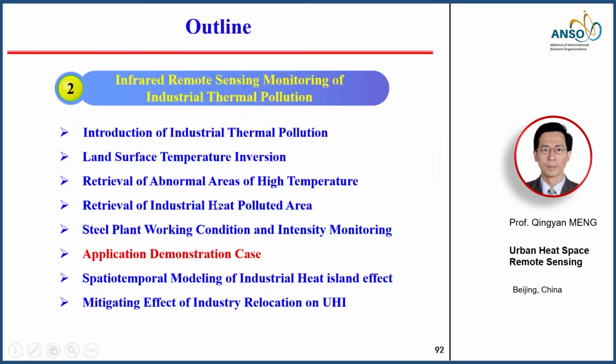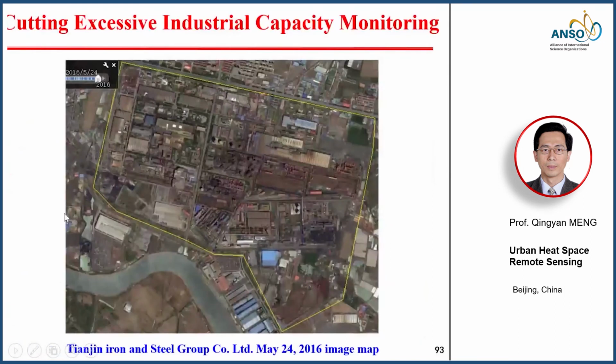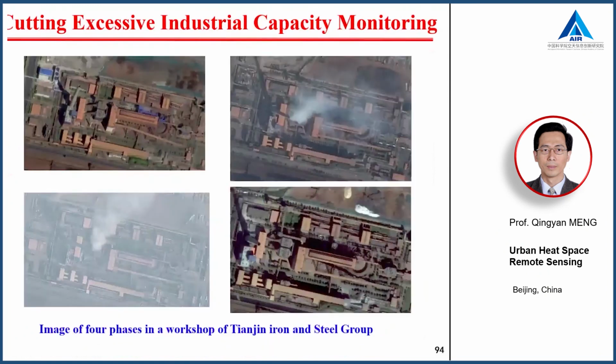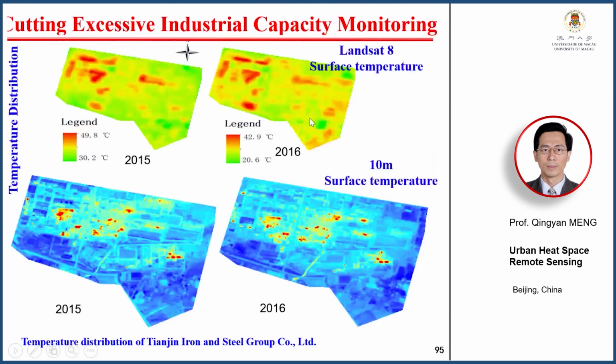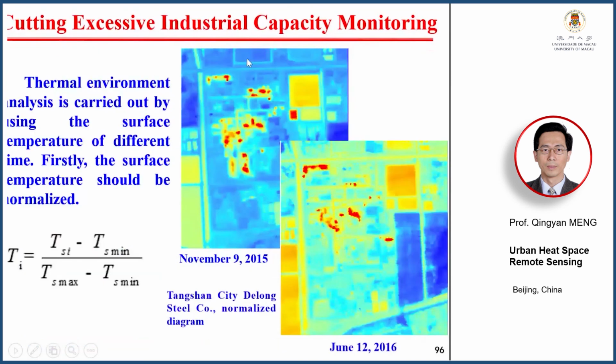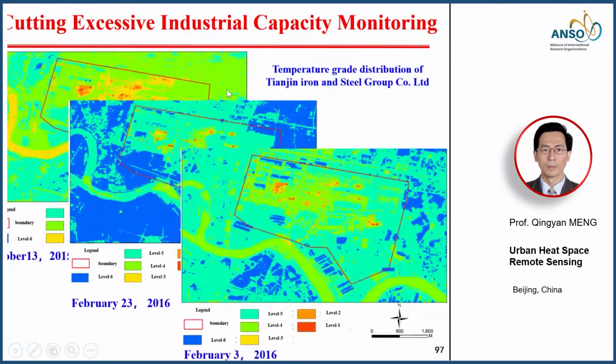And now I will give you some application examples. This is Tianjin Iron and Steel Group Corporation. This is the different phases in the workshop of Tianjin. And this is the Landsat and the high resolution. And you can see the thermal environment analysis using the surface temperature at different times. And the surface temperature will be normalized. Then the temperature grading distribution at the different times.